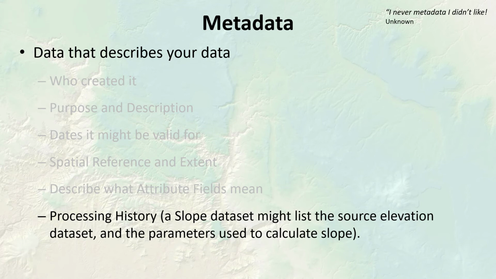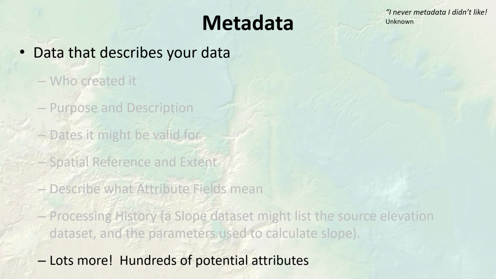Metadata can also include processing history, and this can be really critical. You might get a raster data set of slope values. All you have is a bunch of slope numbers. Are these slopes in percent slope, or are they in degrees? That information is often not part of the raster data set in any easy way, but it might be in the metadata. The metadata might list the parameters by which the slope data was calculated from the original DEM. And in this case, it will tell you that it was created as percent or as degrees. This can be really, really important. Now, there's hundreds of potential attributes that are stored in metadata. So there's a lot there.